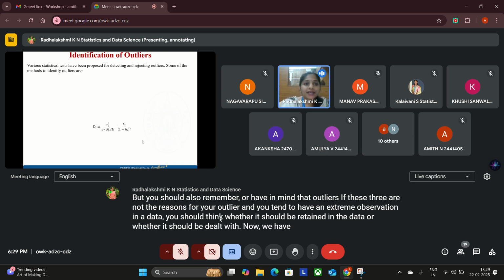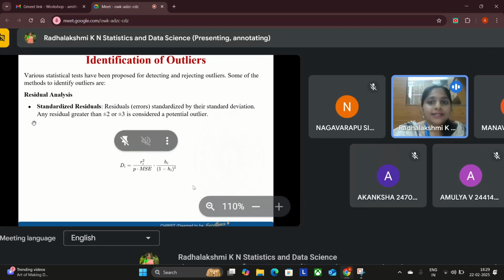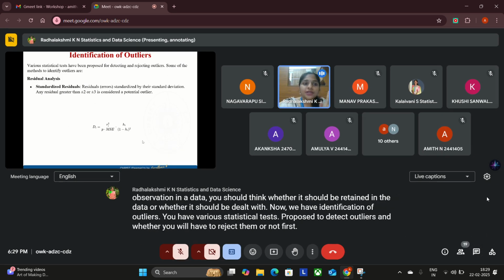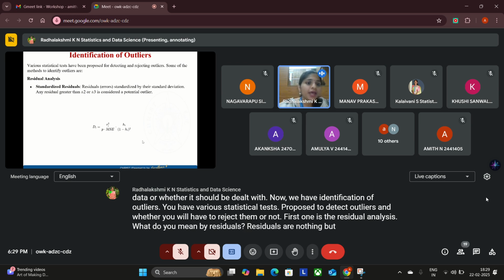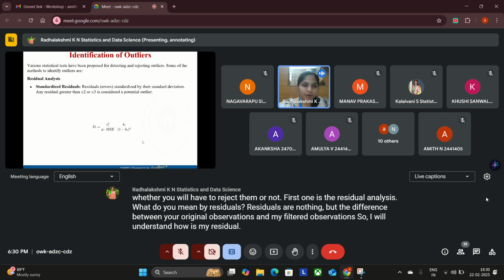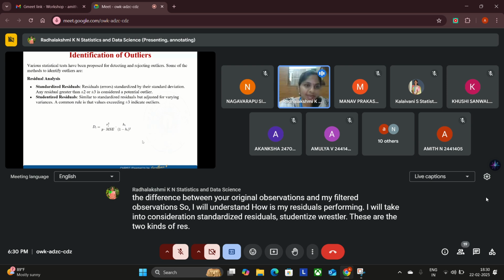Now we have identification of outliers. You have various statistical tests proposed to detect outliers and whether you will have to reject them or not. First one is the residual analysis. What do you mean by residuals? Residuals are nothing but the difference between your original observations and my fitted observations. So I will understand how my residuals are performing. I will take into consideration standardized residuals and studentized residuals. These are the two kinds of residuals I have.